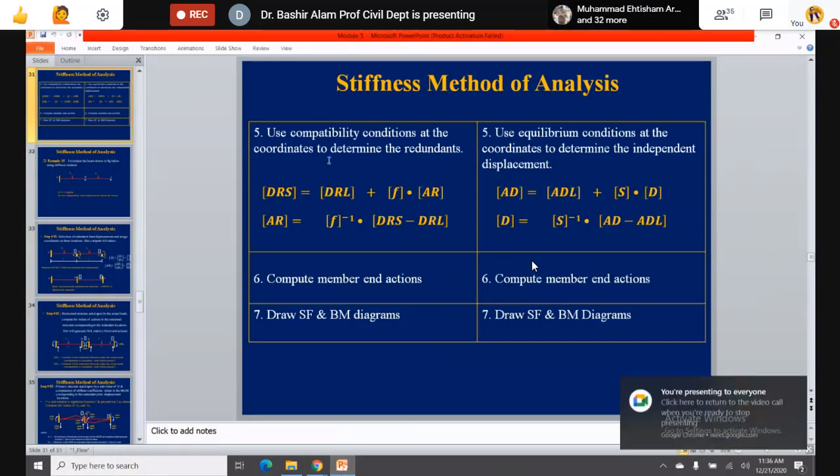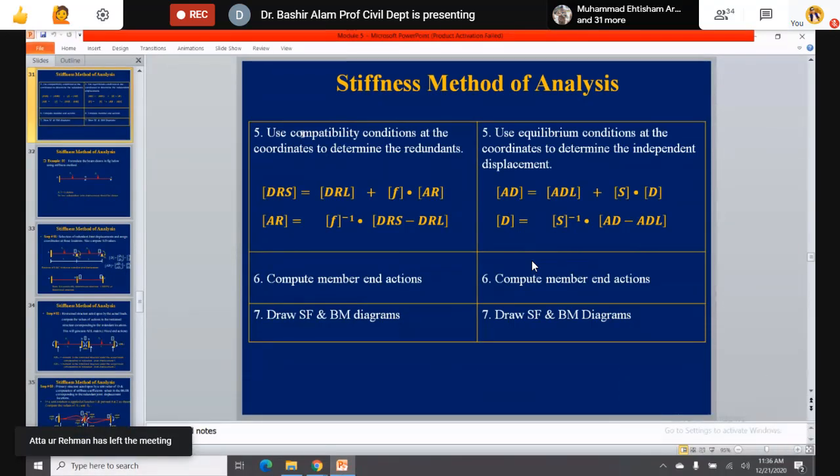So now, as I said, in step number 5, we use the compatibility condition at the coordinates to determine the redundants. AR were calculated, and here we apply the equilibrium conditions at the coordinates to determine the independent displacements. So here the unknown displacements are found by using the equilibrium condition. Step number 6 is the same: compute member end actions, and here also we are computing the member end actions. We draw the shear force diagram in the flexibility method, so we draw the shear force and bending moment diagrams in the stiffness method also.